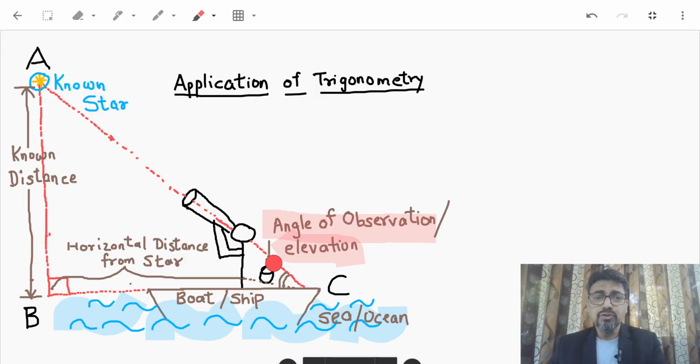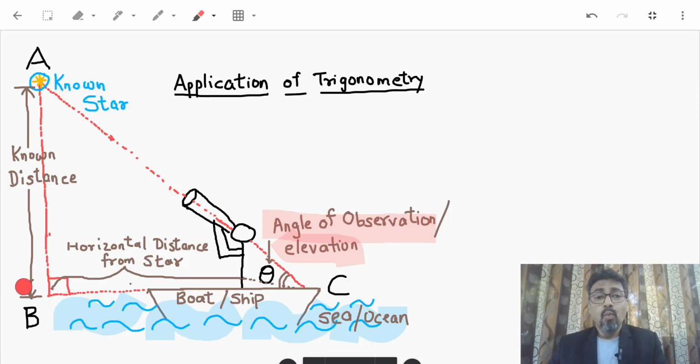Now, from the known star, if I draw an exactly vertical perpendicular line to the earth, that particular distance of the star from the earth was known. So what do we understand? The sailor used to observe only those stars in the sky whose vertical distances were calculated by certain scientists. So we have a known vertical distance and a known angle, the angle of observation.